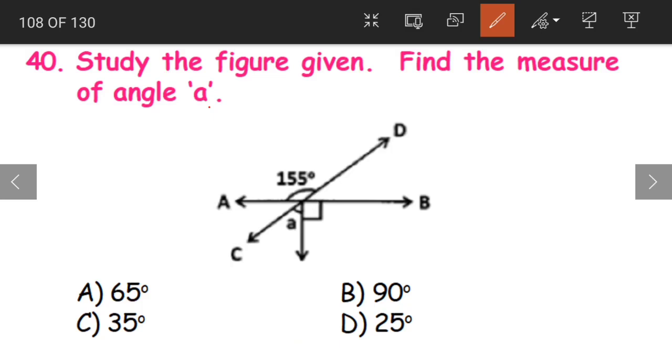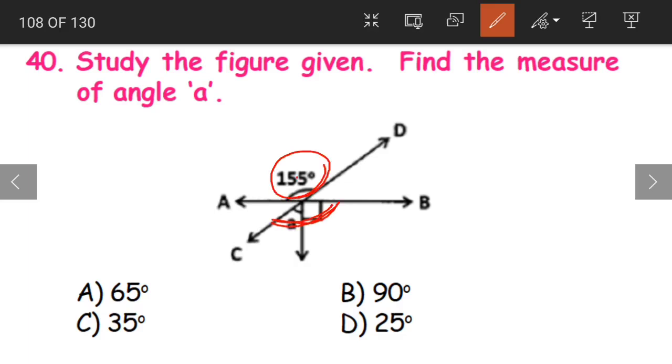Now question 40. Study the figure given. Find the measure of angle A. Now this figure, children, observe carefully. What can we conclude from this figure? This angle is equal to this complete angle. Yes or no? If we observe, both these angles are same. So from that we know that this angle is equal to 155 degrees.